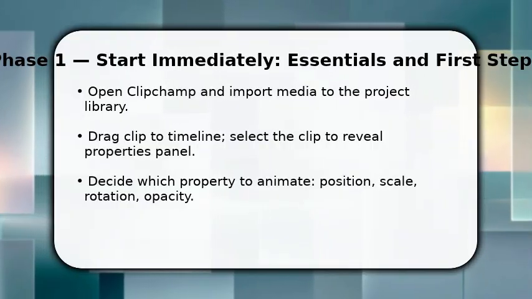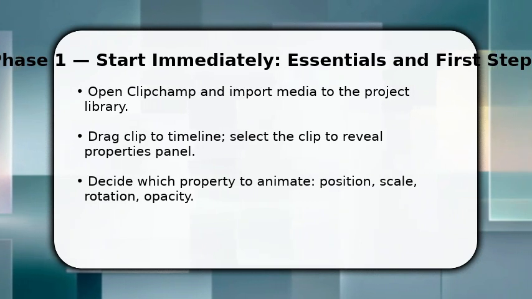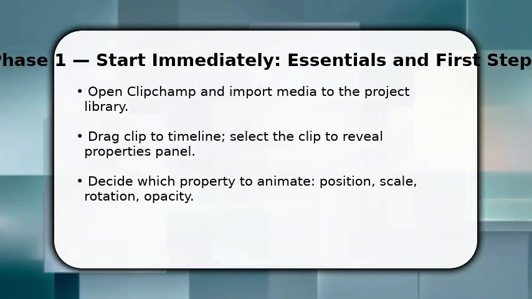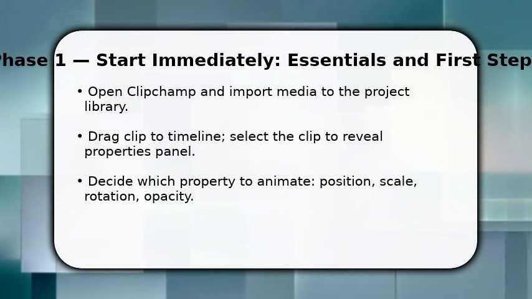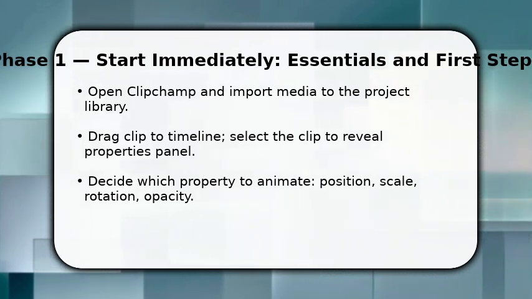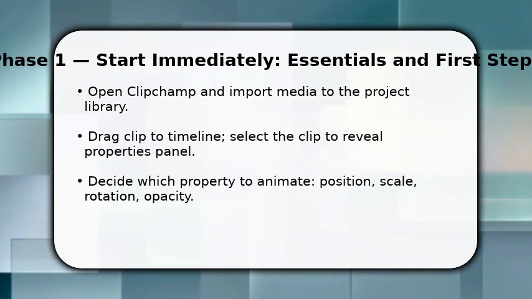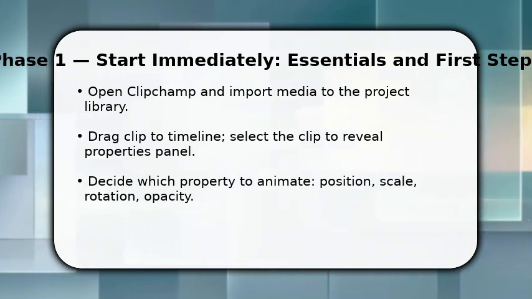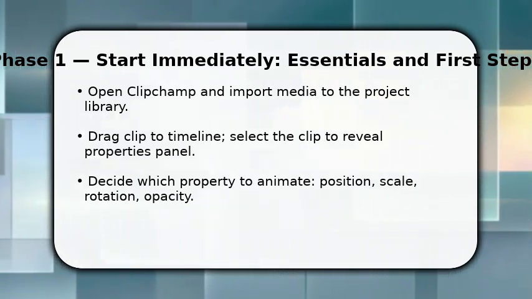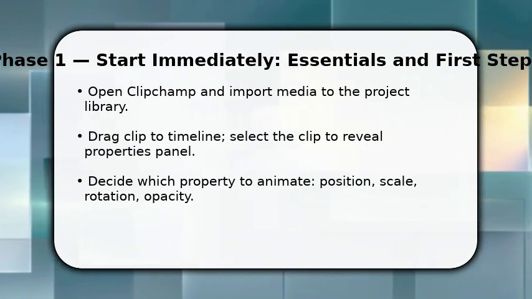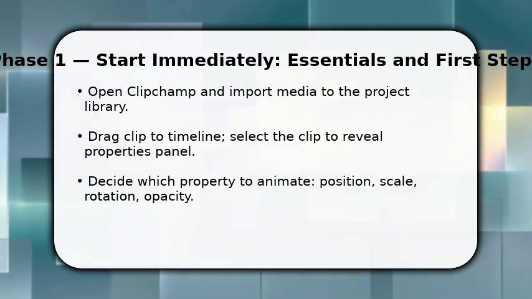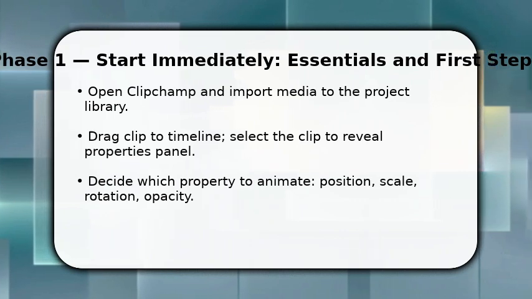You start by importing and placing your clip on the timeline. Select it so the Properties panel appears. Once selected, choose the property you want to animate: scale, position, rotation, or opacity, because each uses a different keyframe anchor. Make sure the playback head sits at your intended first frame. This matters for timing. If you need precise placement, zoom the timeline.